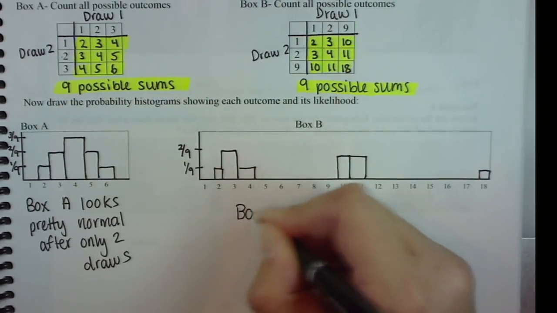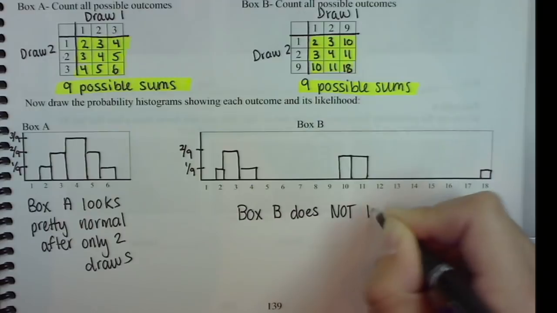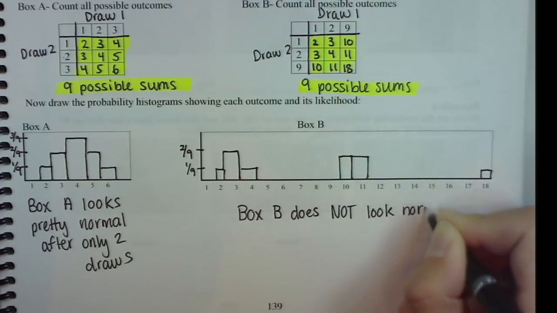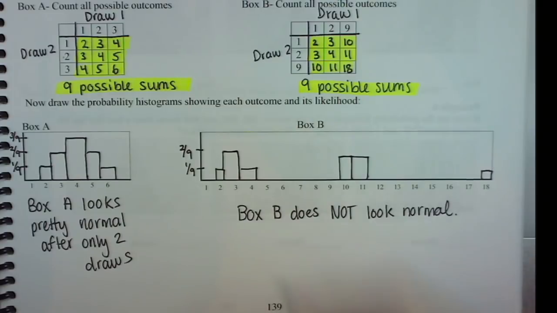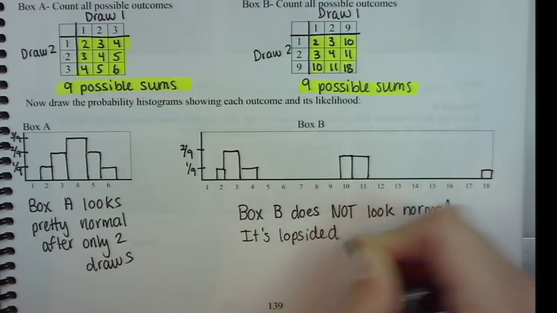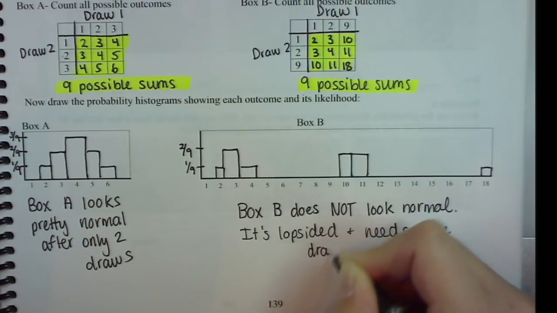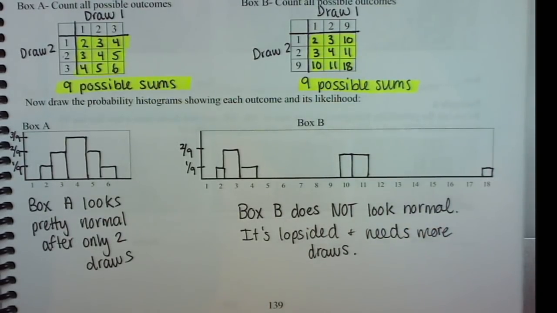So box B, I'm going to say, does not look normal. It doesn't look normal at all. It was lopsided originally, it's still lopsided, and it needs more draws. The central limit theorem says it'll eventually look normal, but after 2 draws, it doesn't. It definitely needs more draws. So the central limit theorem holds, but we need more draws for lopsided boxes.